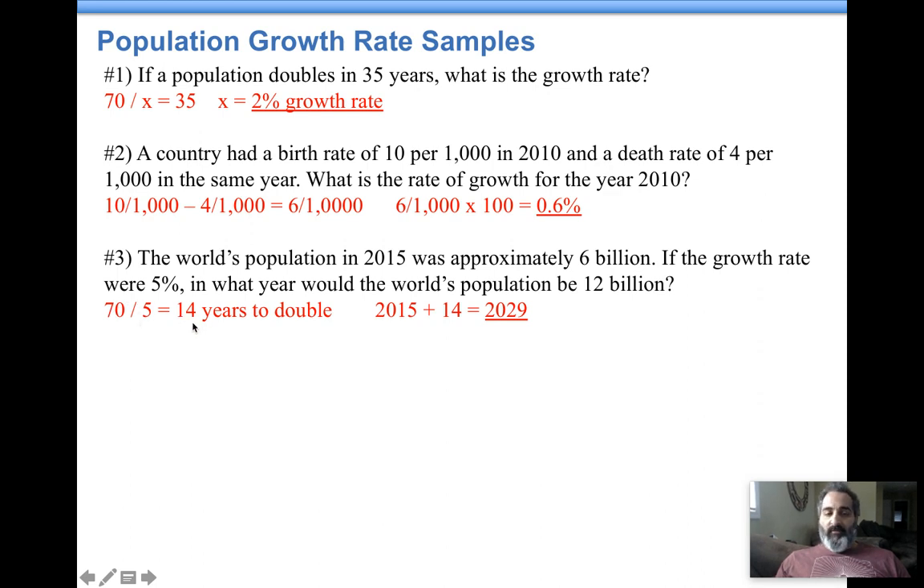All right. If you ever do a rule of 70 problem and you get like 14.1 or 14.5, 14.5 would round up, 14.7 would round up, 14.1 you would round down. So if you get a decimal point, you can round. So 70 divided by 5 is 14. All right, 14 years to double, but I don't want to know just 14 years. I want to know what year. So in 2015 plus 14 years, 2029 is the year that this would happen. All right.